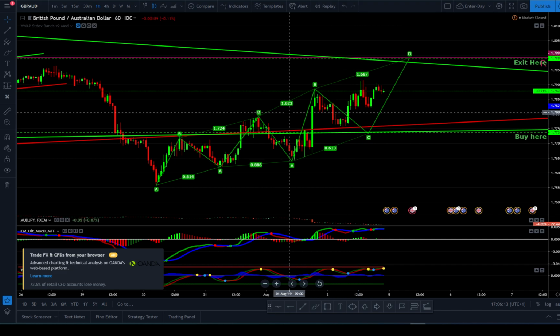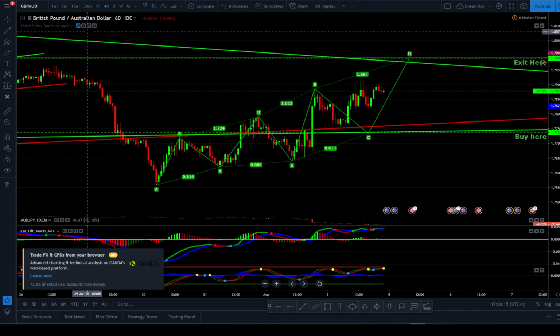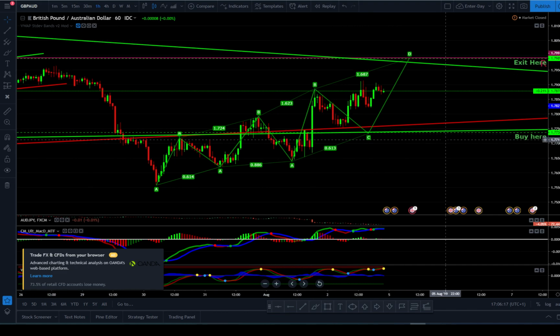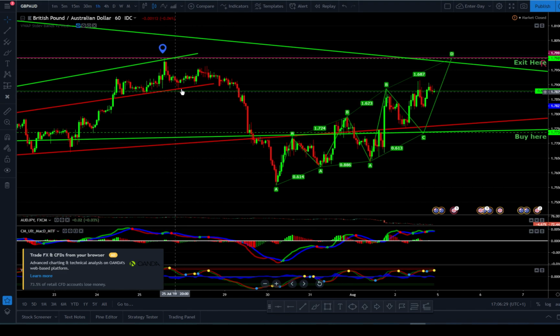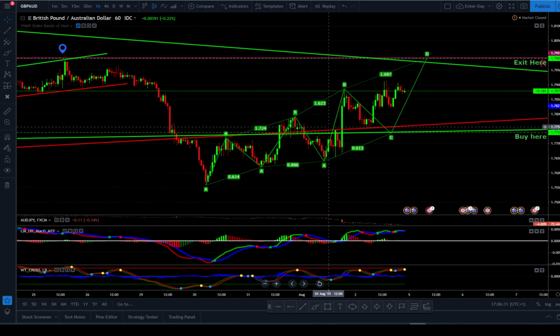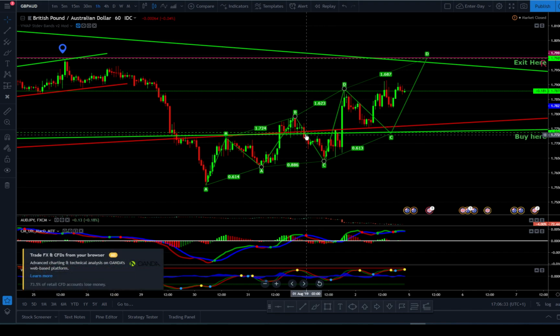Forex Black Box. Today I'm gonna analyze pound Aussie for this week, the 5th of August. Basically on Friday before the market closed, as you can see here, the market just stopped over this top at this bottom here.